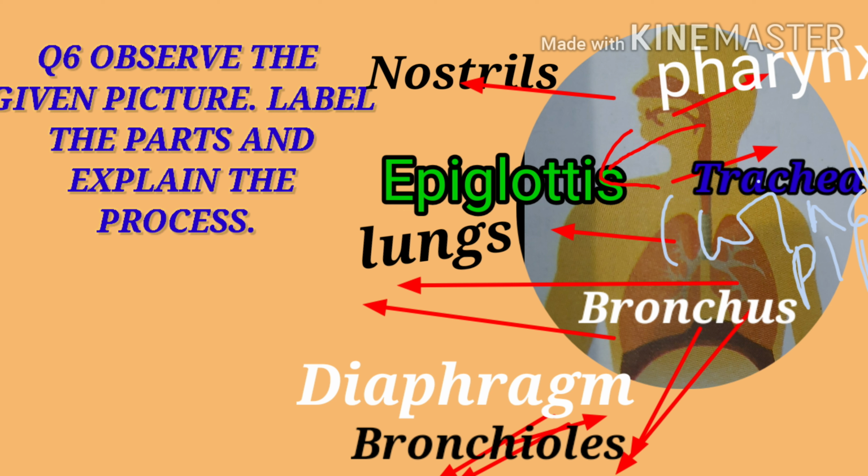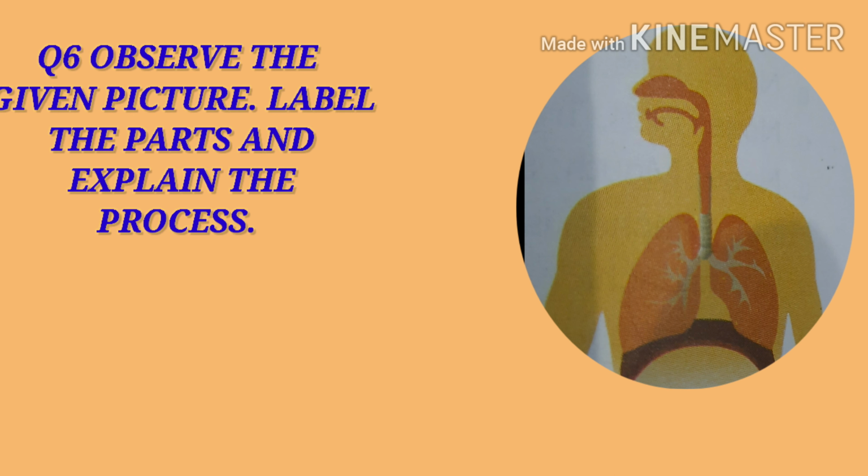Before the trachea, the epiglottis is present, which prevents food particles from entering the trachea, the windpipe. The trachea is further divided into the bronchi, which enter both lungs, and the bronchi are further divided into bronchioles. At the tip of the bronchioles the alveoli are present, where finally gaseous exchange occurs. Here exhalation takes place, because the diaphragm moves upward, and this happens when exhalation occurs inside the body.